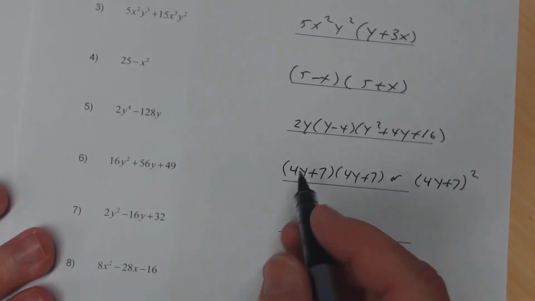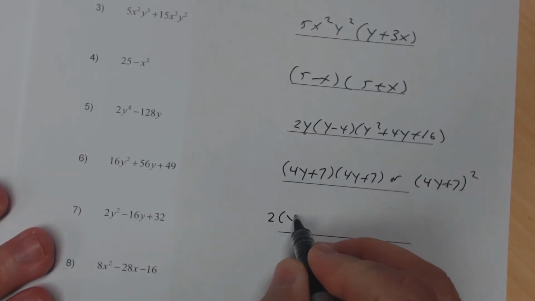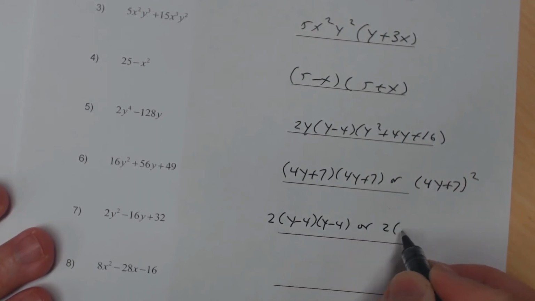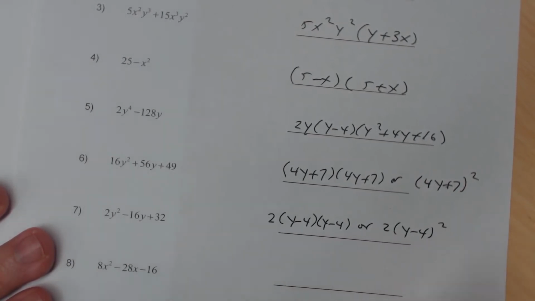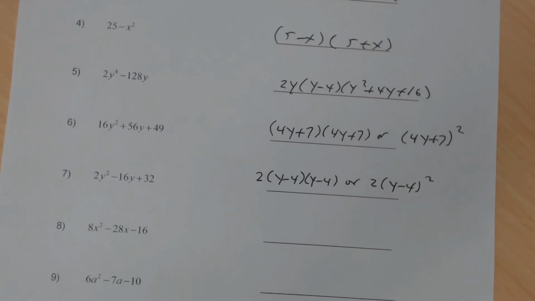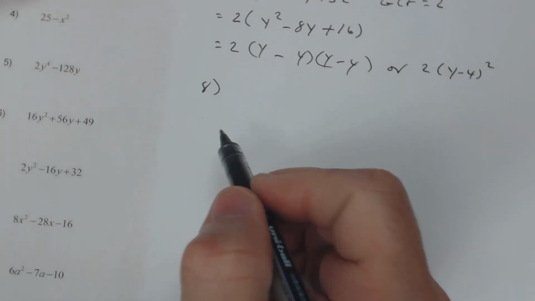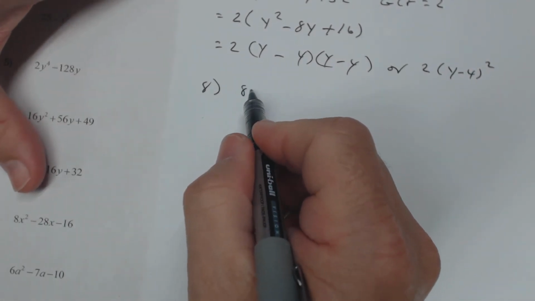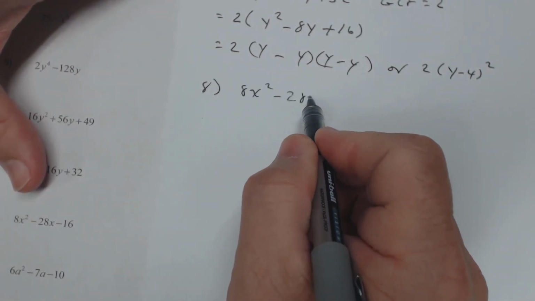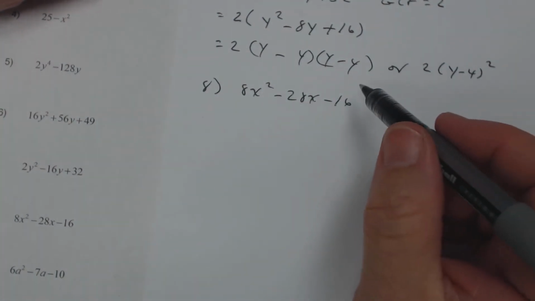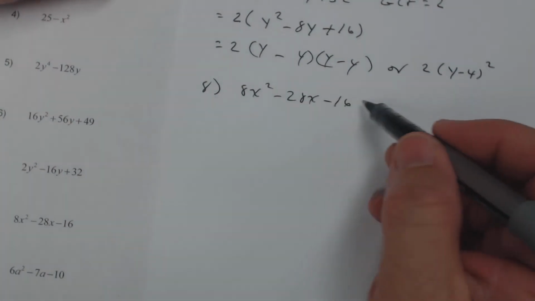And so you're going to get 2 times y minus 4 times y minus 4, or 2 times y minus 4 squared. Okay, number 8, you have 8x squared minus 28x minus 16. So again, the GCF is 4 in this case.